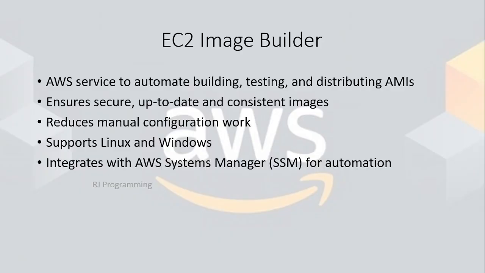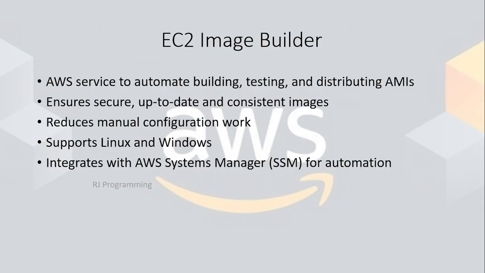EC2 Image Builder is a managed AWS service that helps automate the entire lifecycle of your Amazon Machine Images. Traditionally, to create an AMI, you'd launch an instance, manually install software, apply updates, and then save that as a new image. That's slow and prone to human error. With Image Builder, you define this process in a pipeline which automatically builds, tests, and distributes your images. This ensures your images are secure, patched, and up-to-date without needing manual intervention.